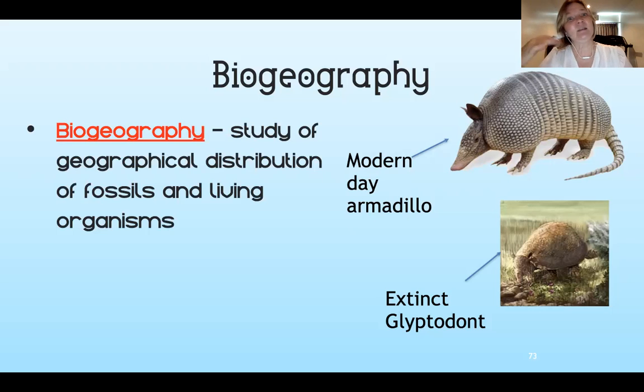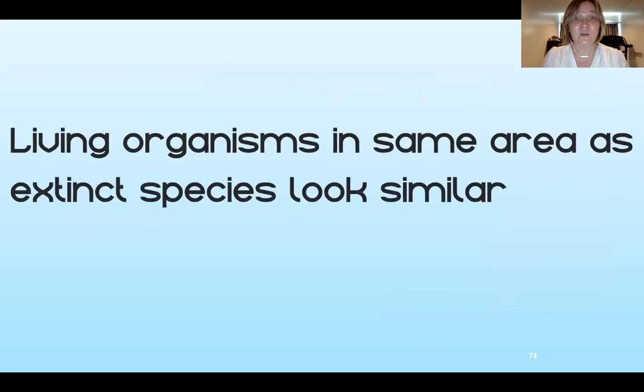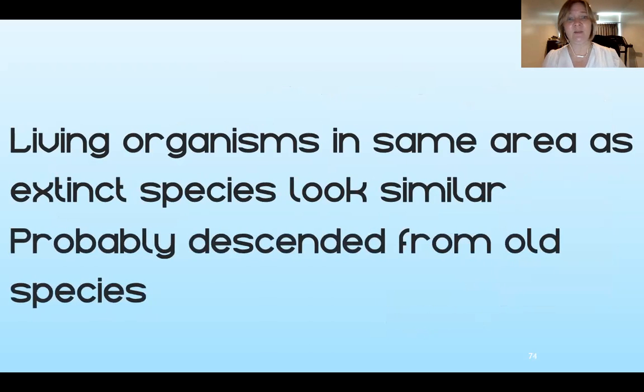Same thing with kangaroos. Kangaroos only exist in Australia, except for the red kangaroo, I think, is in Asia somewhere, but it doesn't look like an actual kangaroo. It looks more like a small bear. Anyway, so you look at fossils that exist where current-day animals exist, and then you find that they've evolved from previous species. Living organisms in the same area as extinct species look similar, like the armadillo and the glyptodont, which means they probably descended from old species.